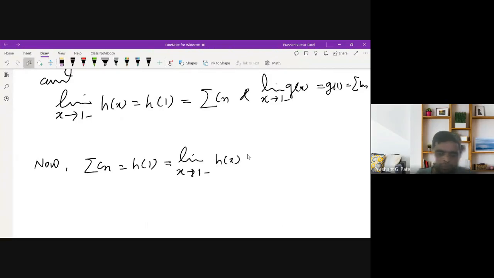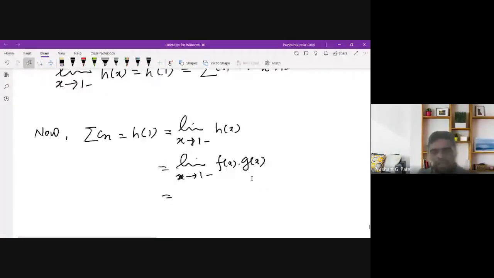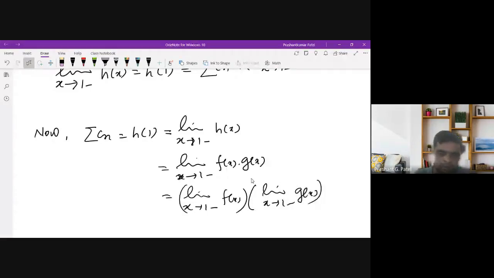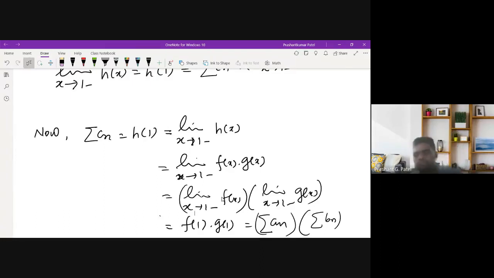But as per the Cauchy product, the limit as x tends to 1 minus of this is f(x) times g(x). But the limit of a product is the product of the limits. Due to that, we can write this as the limit as x tends to 1 minus of f(x) times the limit as x tends to 1 minus of g(x). Hence this is equal to f(1) times g(1). f(1) we know is the summation of a_n, and g(1) we know is the summation of b_n, which completes the proof that the summation of c_n is equal to the summation of a_n times the summation of b_n.